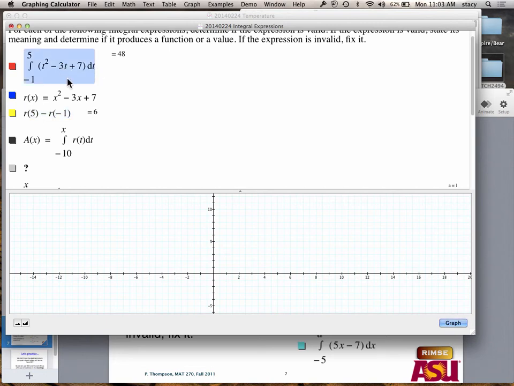If I want to talk about an accumulation, I have a way to define an accumulation function, right? This is a value, what's highlighted, but that came from a function, my accumulation function. So if I want the total accumulation from -1 to 5, what could I do using this accumulation function to produce that value?